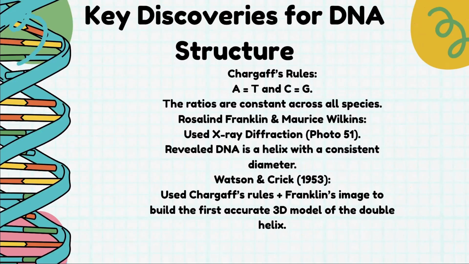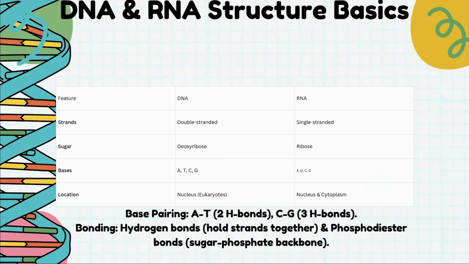Key discoveries for DNA structure. So here are Chargaff's rules. A equals T and C equals G. The ratios are constant across all species. Rosalind Franklin and Maurice Wilkins used X-ray diffraction. They revealed DNA as a helix with a consistent diameter. Watson and Crick in 1953 used Chargaff's rules and Franklin's image to build the first accurate 3D model of the double helix.